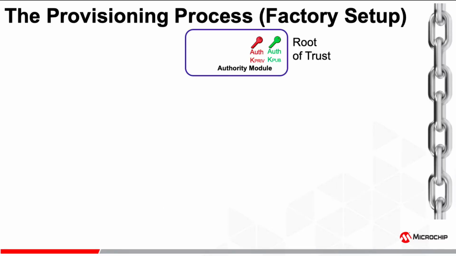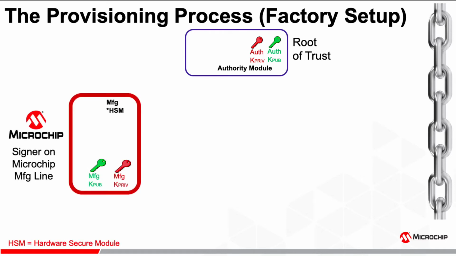Let's look at how this provisioning process happens in the factory. The OEM will have a root of trust. They'll either own this root of trust directly or they'll hire a certificate authority to manage it. But the root of trust will have an authority private key and authority public key. There will then be a manufacturing line.